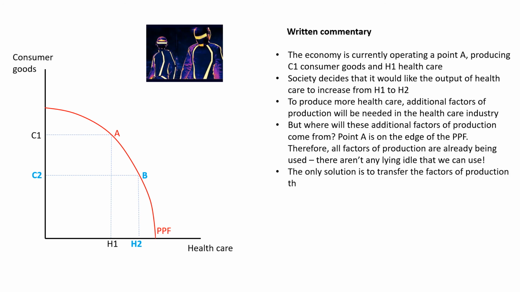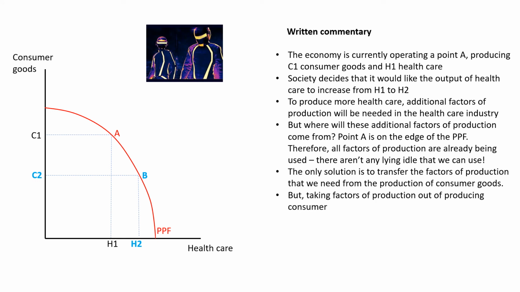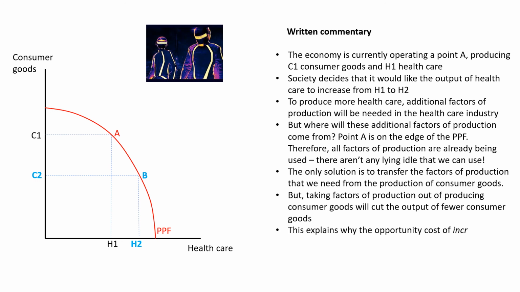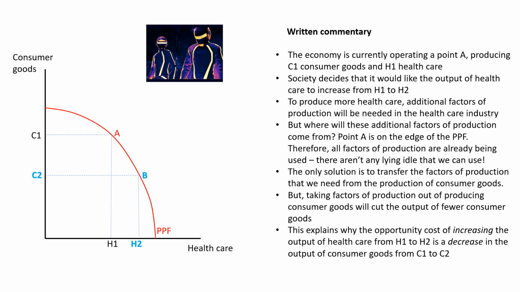So you explain that the only solution is to transfer the factors of production that we need from the production of consumer goods. But taking factors of production out of producing consumer goods will cut the output of consumer goods. There's a typo there. You can just cross out the "fewer". We don't need that. This explains why the opportunity cost of increasing the output of healthcare from H1 to H2 is a decrease in the output of consumer goods from C1 to C2.